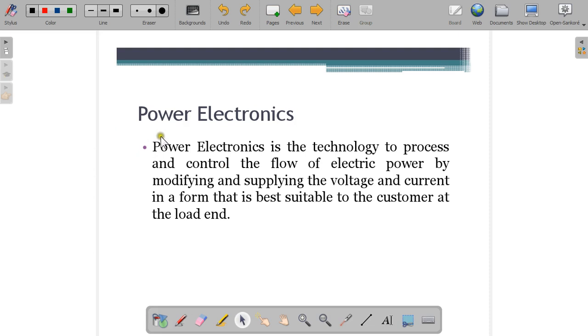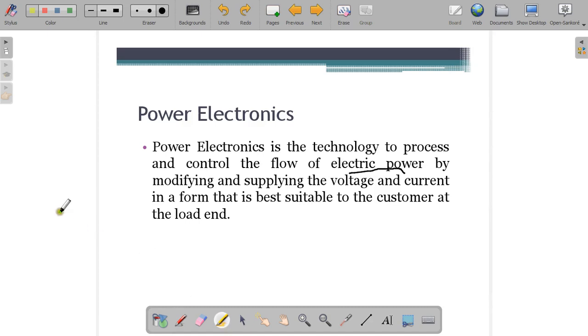What is the definition of power electronics? Power electronics is the technology to process and control the flow of electric power by modifying and supplying the voltage and current in a form that is best suitable to the customer at the load end. Power electronics is concerned with the electronic principle in situations that are related to the power level rather than signal level.